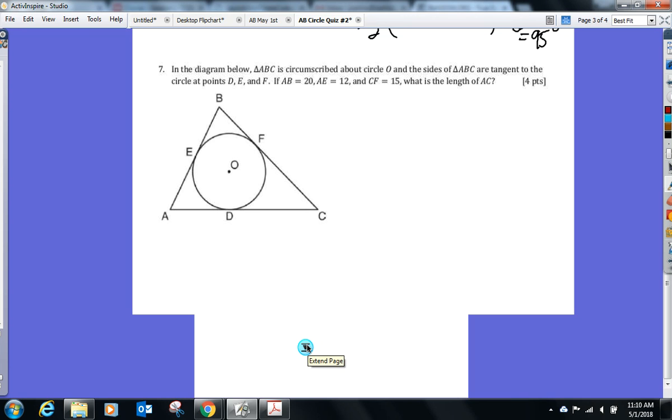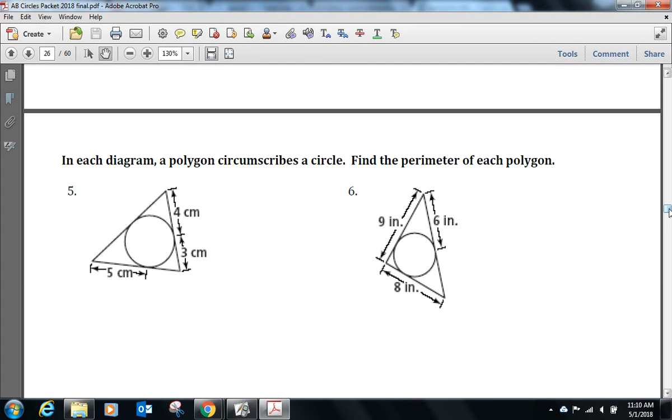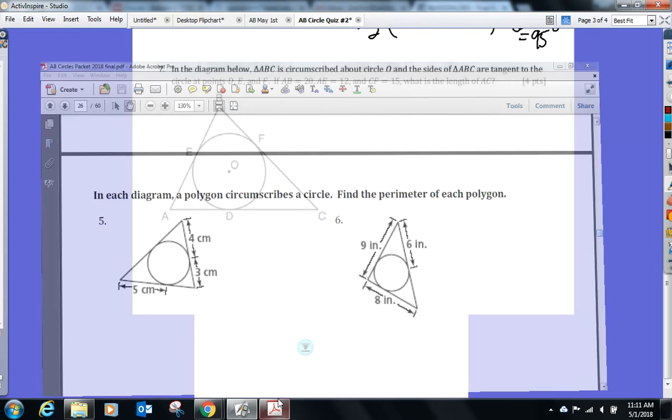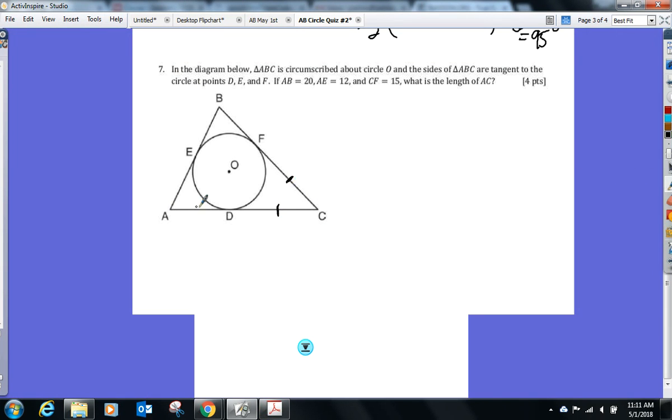Everyone see seven? This is your packet that I'm showing to you right now. I'm just trying to make a point that you got to look back at your notes sometimes, to what we did in class. I can give you 54 big circle problems, but sometimes that's not going to cut it. You got to look back at your notes. Two tangents drawn to the same external point are congruent.